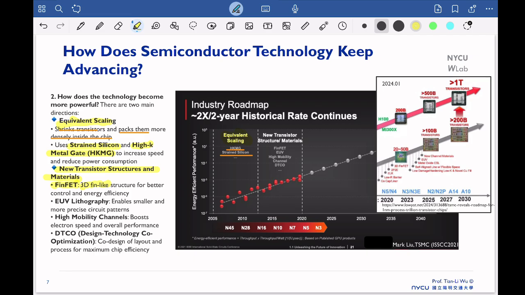And also later we have what we call EUV lithography. Basically we have this very, very advanced lithography that we can use to make our electronic interconnection lines as small as possible. That's what we call EUV. And also we have some additional things like the high mobility channel, and also what we call design technology optimization. So these are lots of innovations happening in the last 10 years that allow us to have the great fortune to enjoy our technology so far.